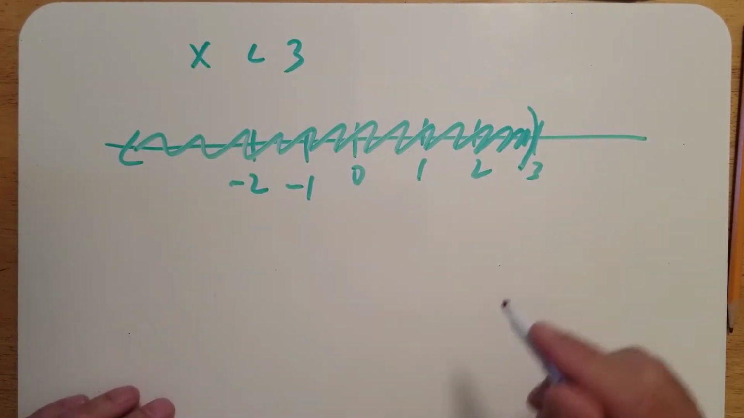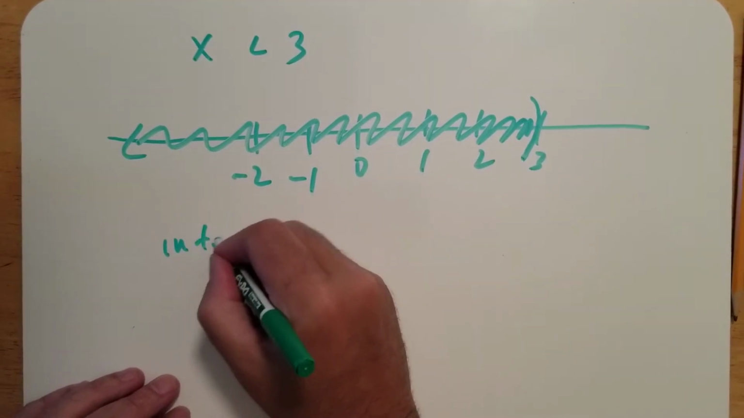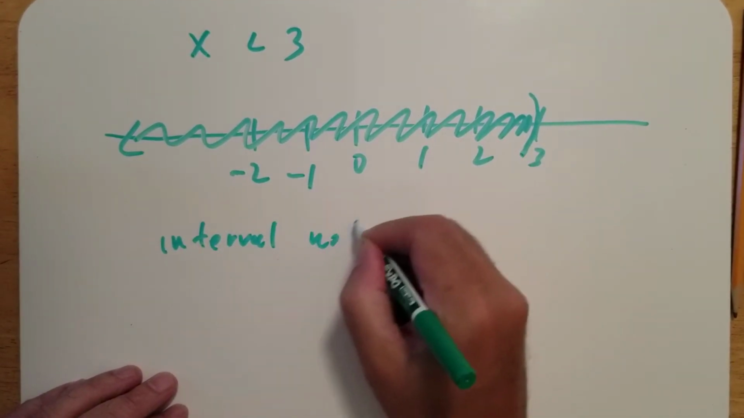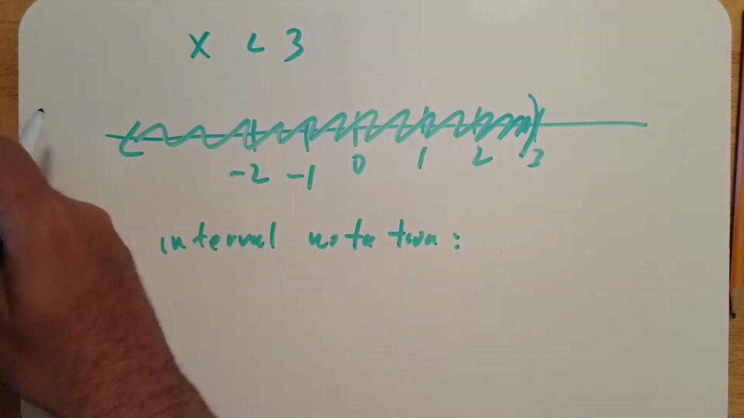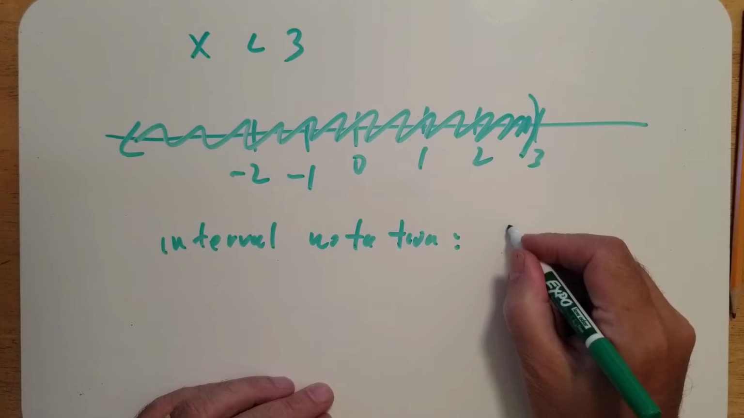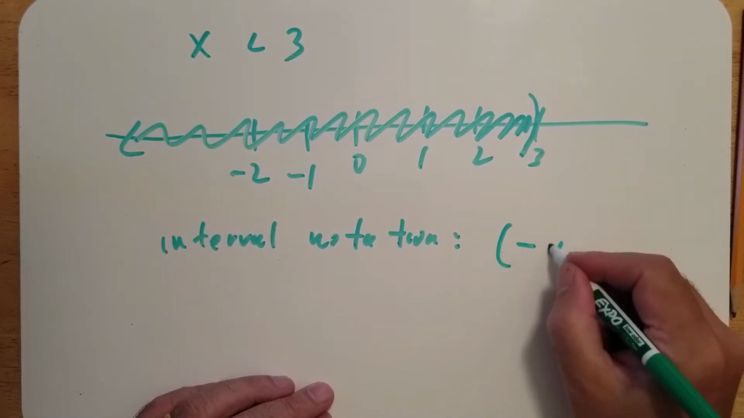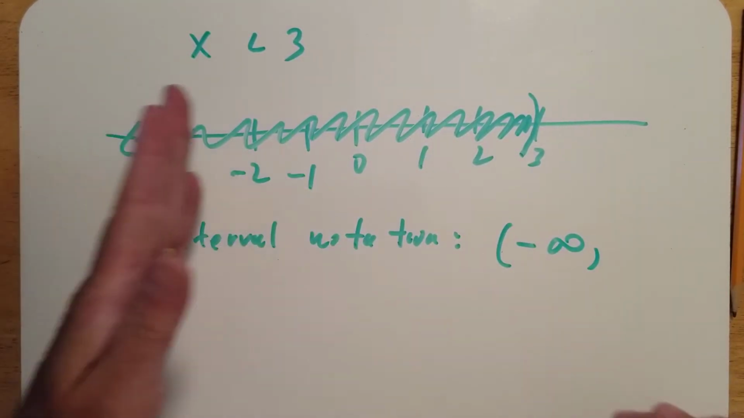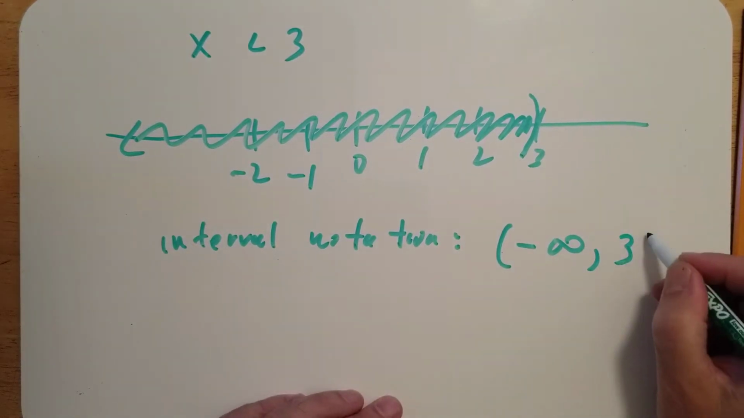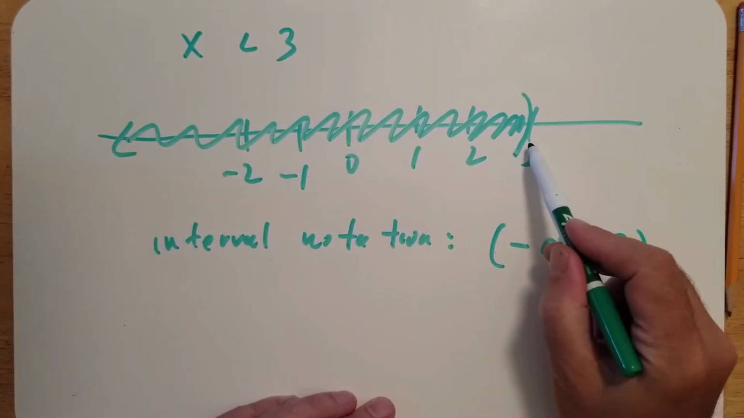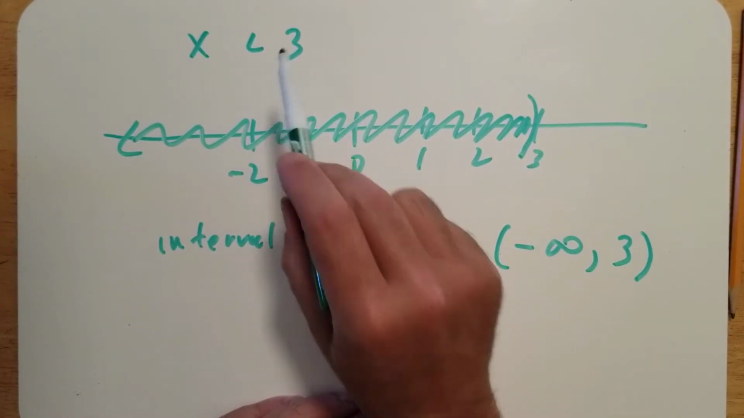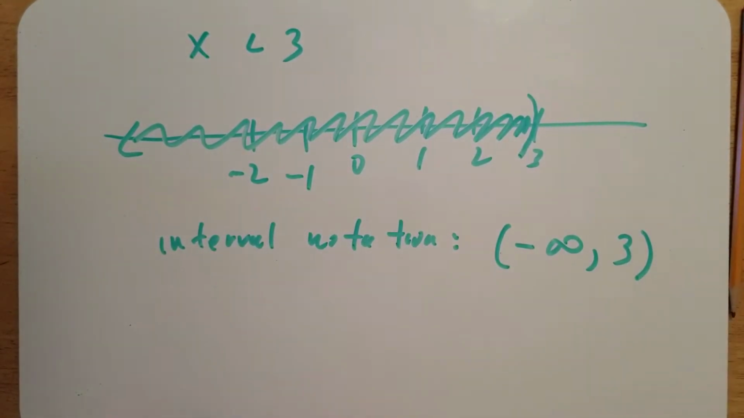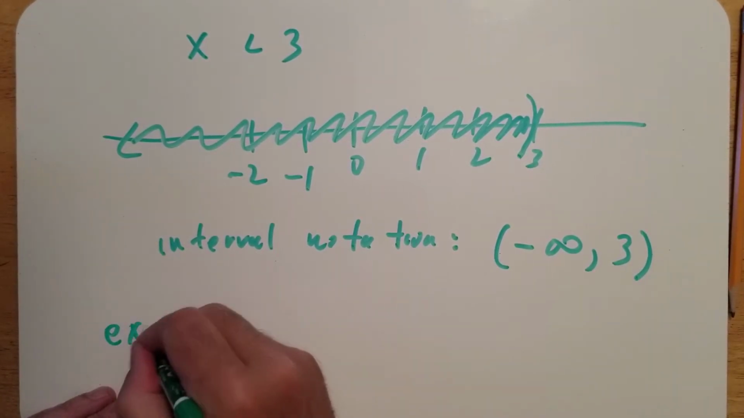And if I wanted to write this in interval notation, because it goes forever towards negative infinity, we start the interval with a round bracket, negative infinity, and then it goes all the way up to 3, and again a round bracket. The round bracket means that the endpoint is not included in the interval, and the little compare and contrast essay for that would be this example.